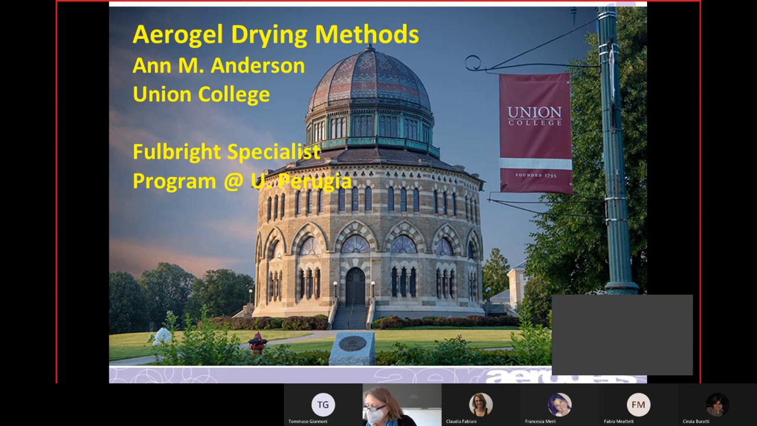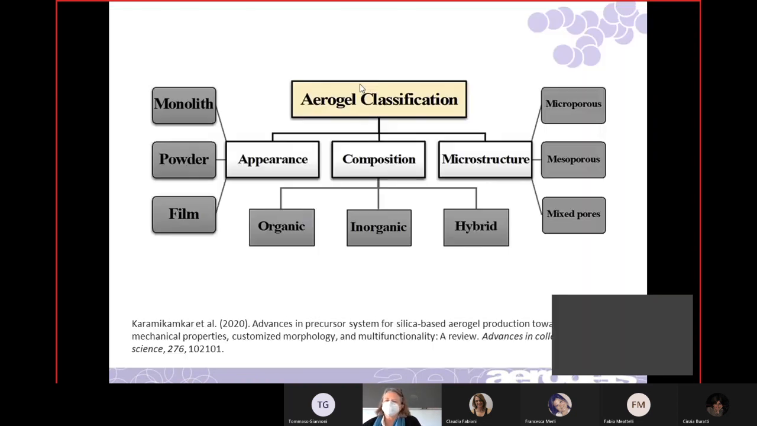So last time, Mary talked about some of the chemistry of making and mixing the chemicals to make aerogels. And she left off with the production of a wet gel. So the next step is to dry the aerogel, and that's what I'm going to talk about. And I'll review a little bit again about aerogels.